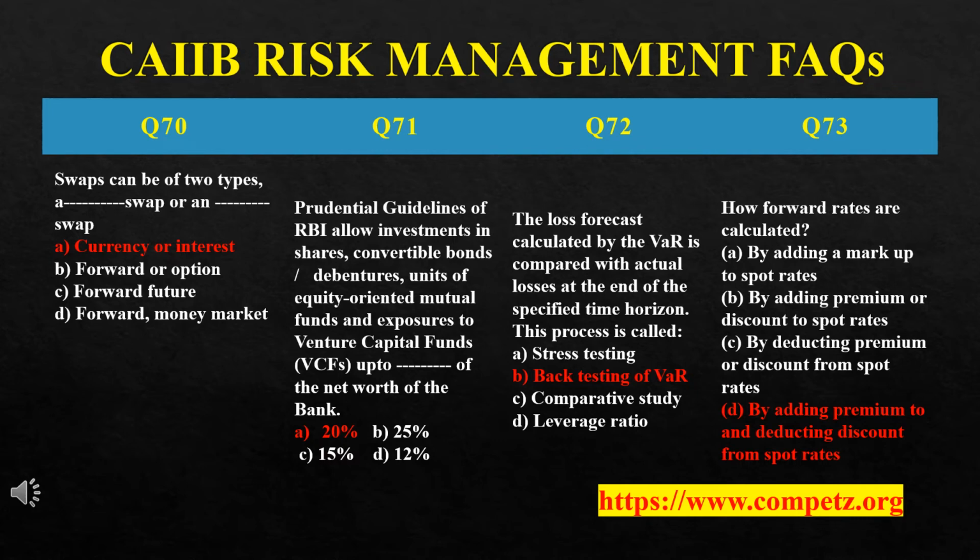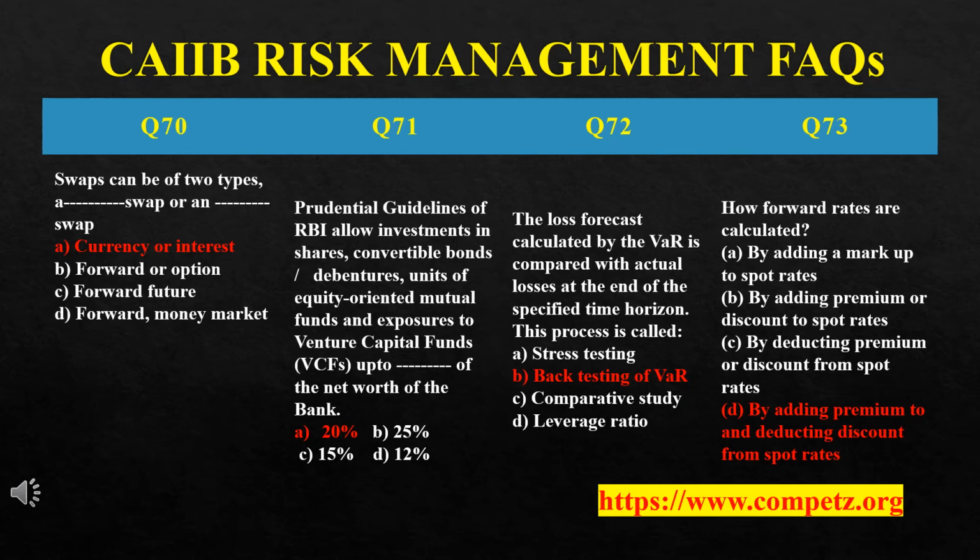So what is the answer? Up to how much? 20%, 25%, 15% or 12%? The answer is 20%. In the next question, the loss forecast calculated by the VaR, that is value at risk.